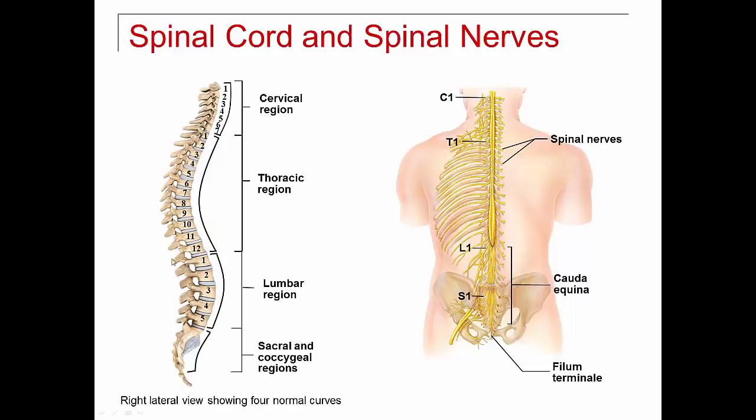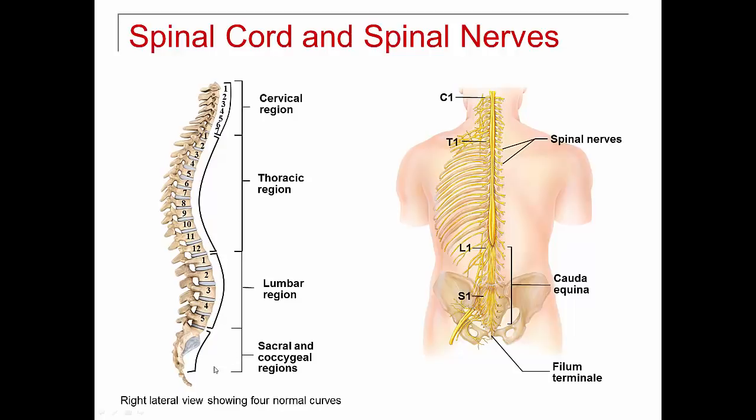In the region where you see these spiny processes, each individual vertebrae has an opening called a vertebral foramen. It's basically a hole within the region where these spiny processes are. When you stack the vertebrae on top of each other, these successive holes create a canal. This canal is called the vertebral canal, and this is actually where the spinal cord itself is located.